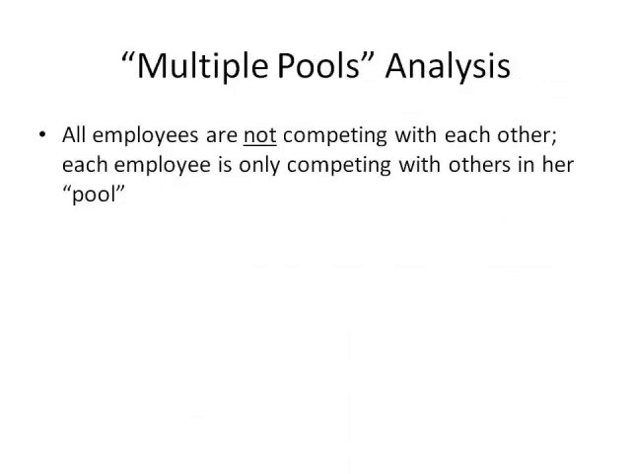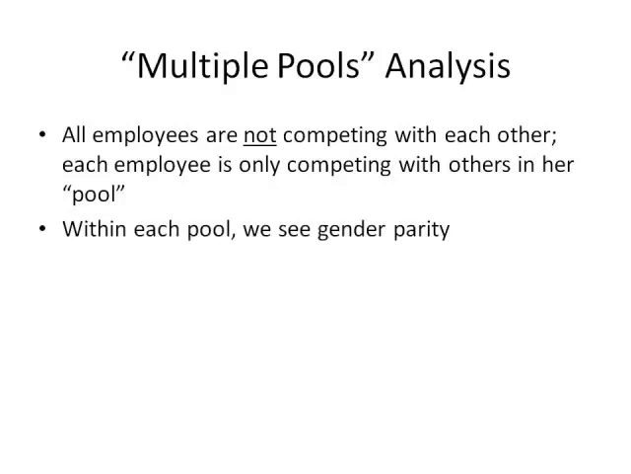This is an example of a multiple pools analysis. In a multiple pools analysis, employees aren't competing with one another all across the board. Each employee is only competing with others in her pool. So an individual in Department A is only competing with other Department A individuals for that promotion. Somebody in Department B is only competing with other Department B employees for that promotion. And when we control for department, we see gender parity. There's no difference between actual and expected when we only compare people within their department.